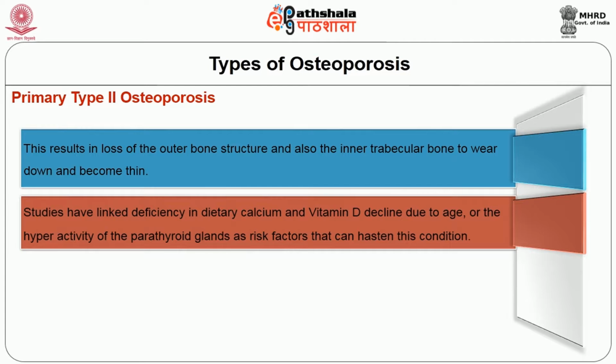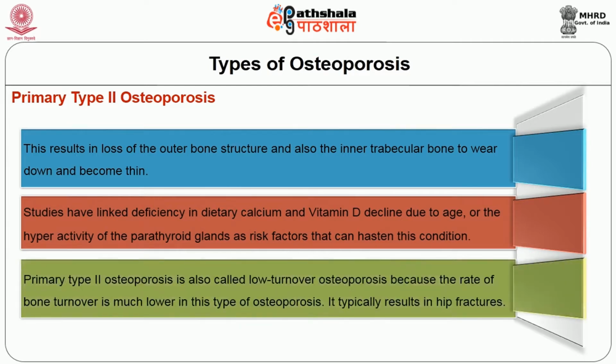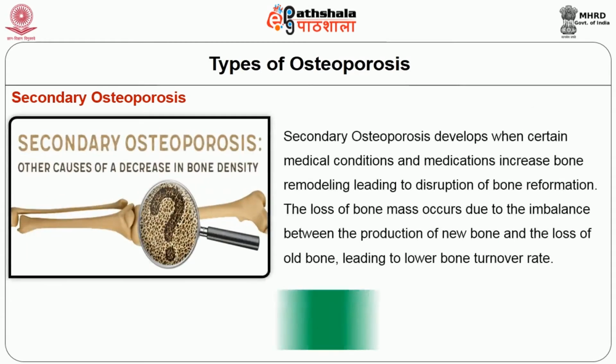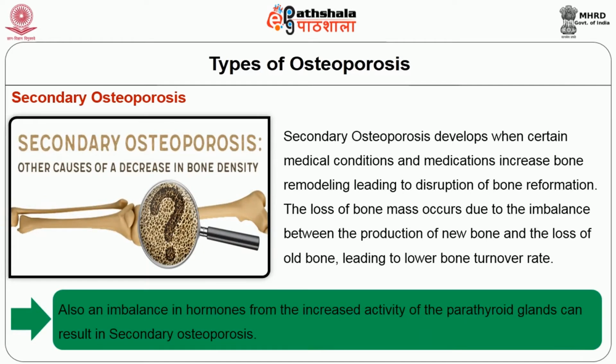Many studies have linked the deficiency in dietary calcium and vitamin D as it declines due to age, or the hyperactivity of parathyroid hormones, which is secondary to hyperparathyroidism, as one of the risks that can hasten this condition. The primary type 2 osteoporosis is also called low turnover osteoporosis because the rate of bone turnover is much lower in this type of osteoporosis and typically it is going to result in hip fractures.